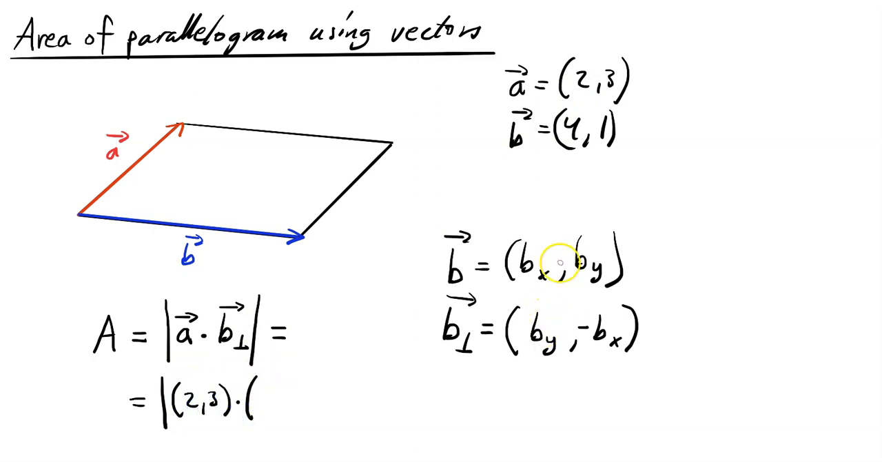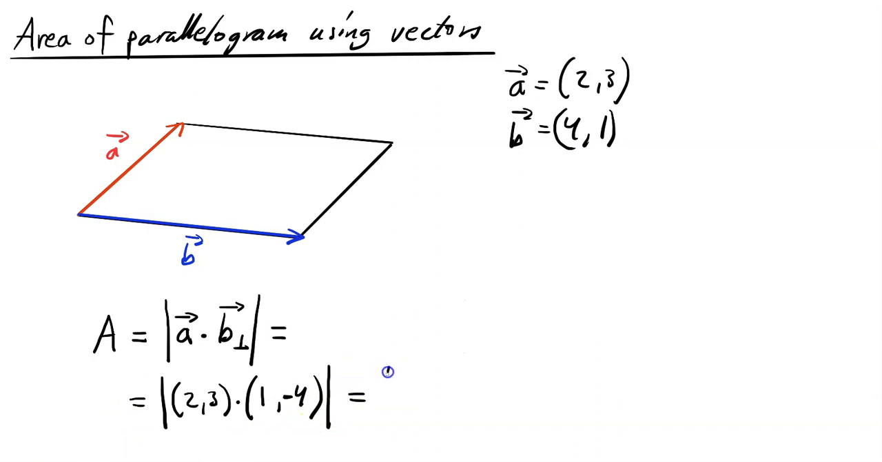B perpendicular: we just have to switch places on the components of B. We put (1, 4). And then we put a minus on one of these. It doesn't matter which one. Then we get it like this.